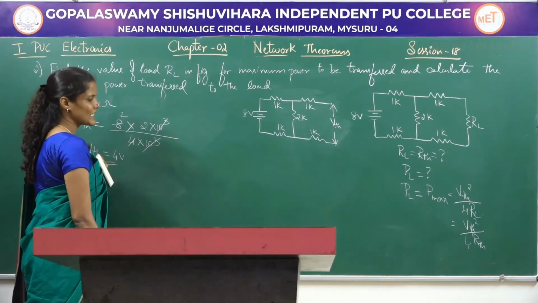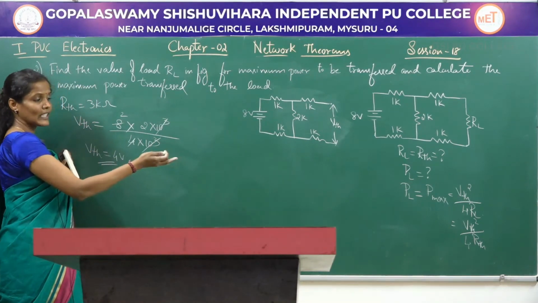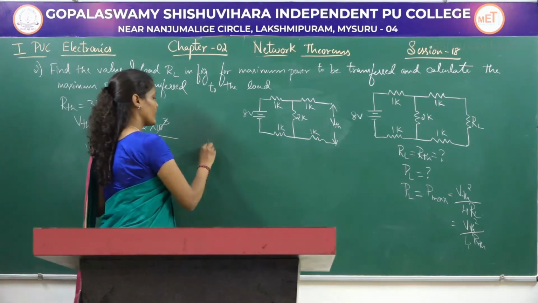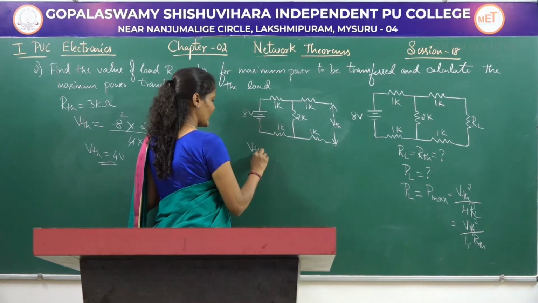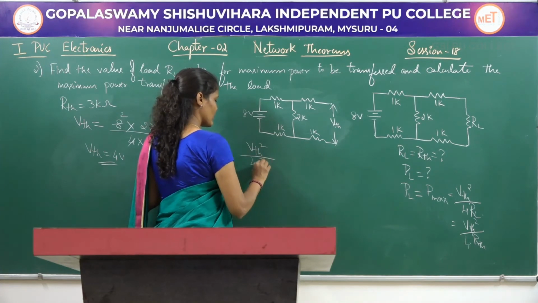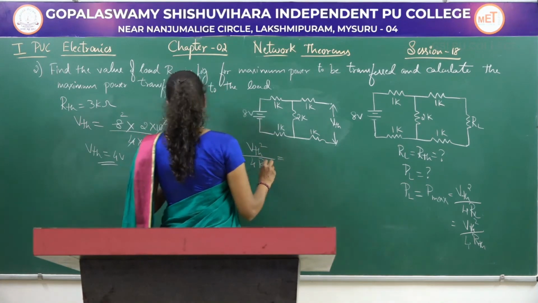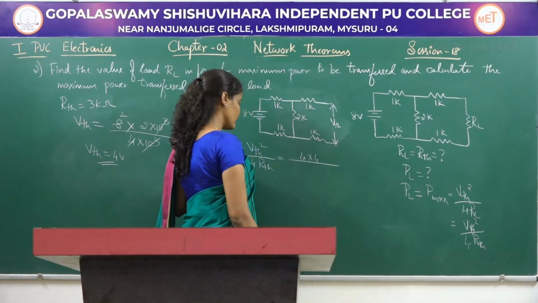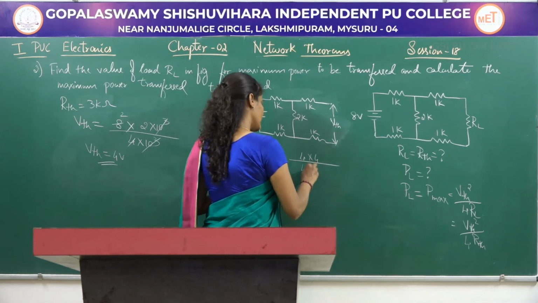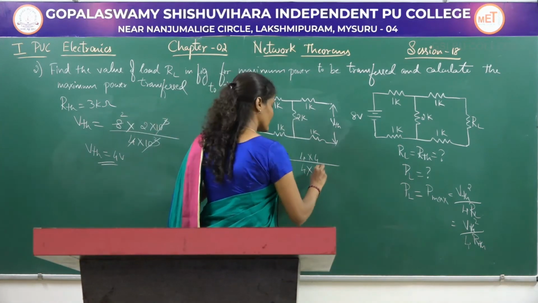Now you can easily substitute the value of V Thevenin and R Thevenin in that PL or P max and find out the load power. So V Thevenin square divided by 4 R Thevenin. So V Thevenin value is equal to 4 square, let me write it as 4 into 4 divided by 4 into R Thevenin value, which is equal to 3 kilo ohm.